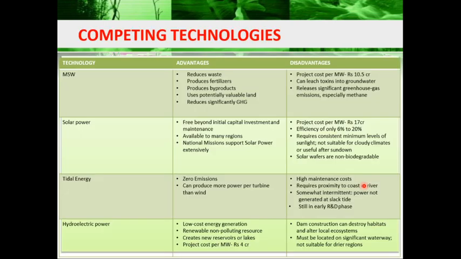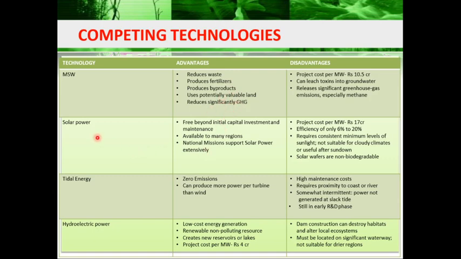Now, there are many technologies which produce energy or conserve energy through waste material. So, here are some technologies given in the first column. There are some advantages and disadvantages too. So, first is MSW. Advantages are here: reduces waste, produces fertilizers, produces byproducts, and uses potentially valuable material.